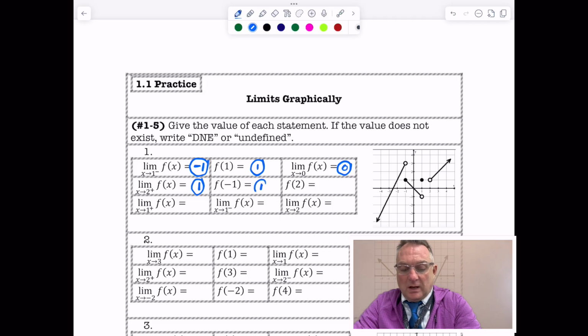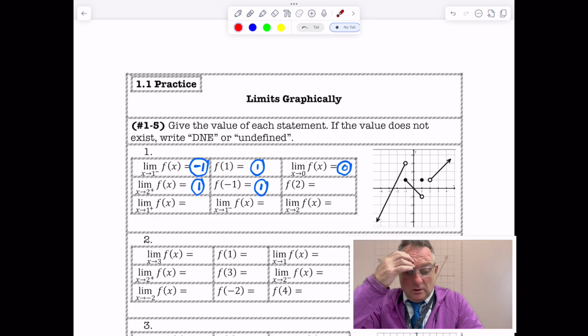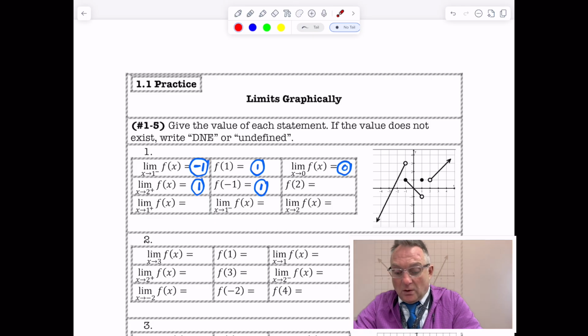The next one's, what's f of 2? Again, function value. So f of 2, so when I go over here, ooh, there is no function value, is there? I got an open circle, and there's nothing there. So I'm going to write undefined.